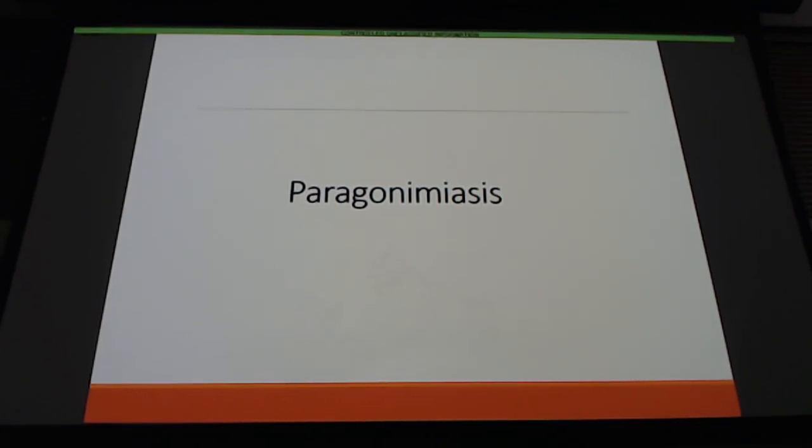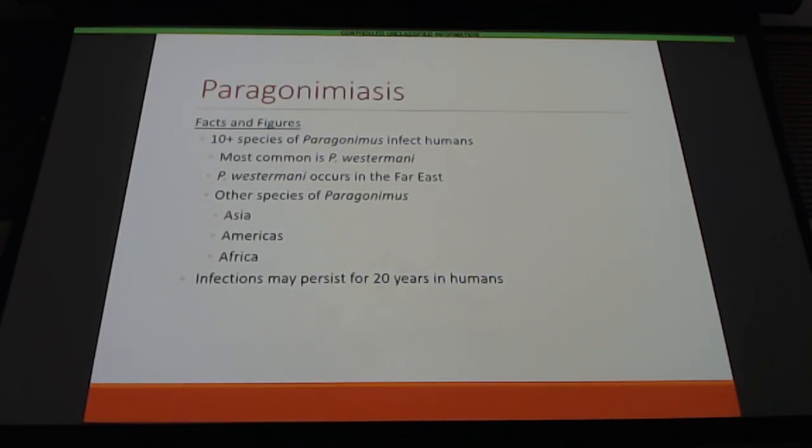Okay. Diagnosis. Paragonimiasis, lung fluke. About 10 different species. We're not gonna mess with all of them. Most common is Paragonimus westermani. And humans are usually infected by eating raw, pickled, or poorly cooked freshwater crustaceans.